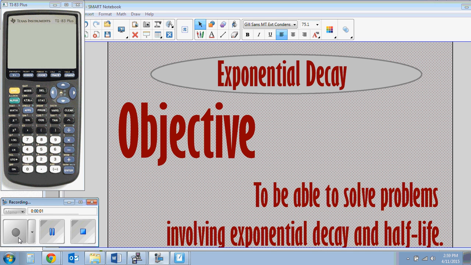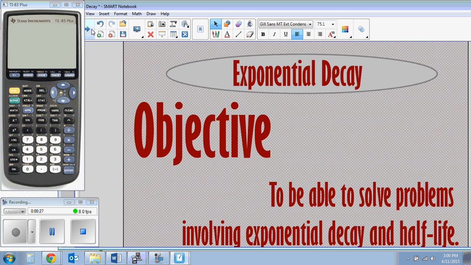Okay, so we are back at it for our last lesson on exponential functions, and today we're going to talk about exponential decay. Just as a reminder, if you want to follow along, you can feel free to print out the written notes off of the Schoology site. Over here, we have our calculator that we're ready to use. It's already been reset. And today our objective is to be able to solve problems involving exponential decay and half-life. So we're going to go ahead and get started with that.